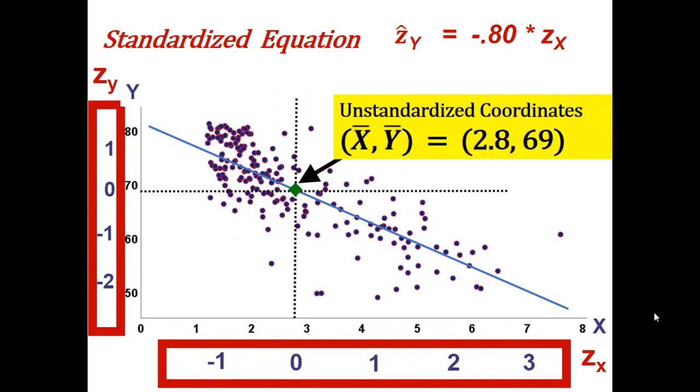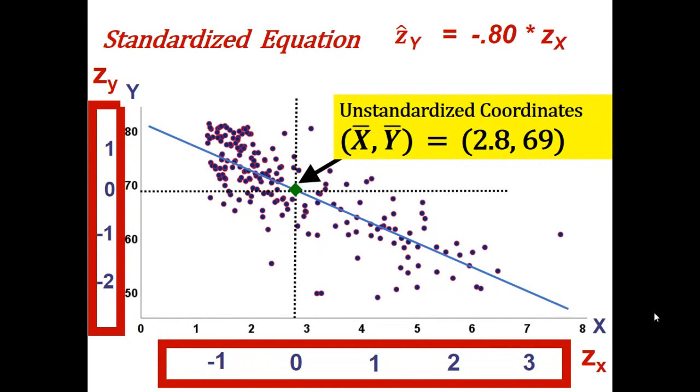The unstandardized coordinates of the point of averages are the mean of x and the mean of y. In this particular scatter plot, the means are 2.8 and 69, so the unstandardized coordinates of this point are 2.8 and 69. The regression line always goes through this point. So the point with unstandardized coordinates equal to the means of x and y is on all regression lines. It's the same point. It's just the point of averages.